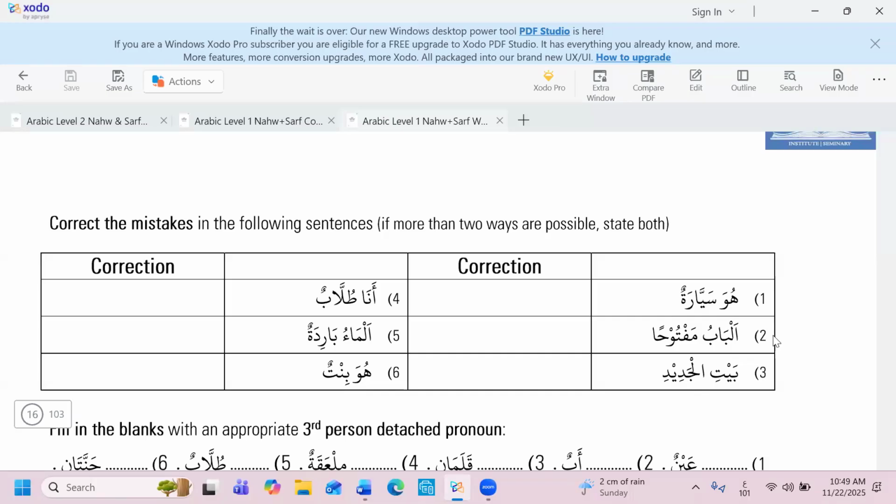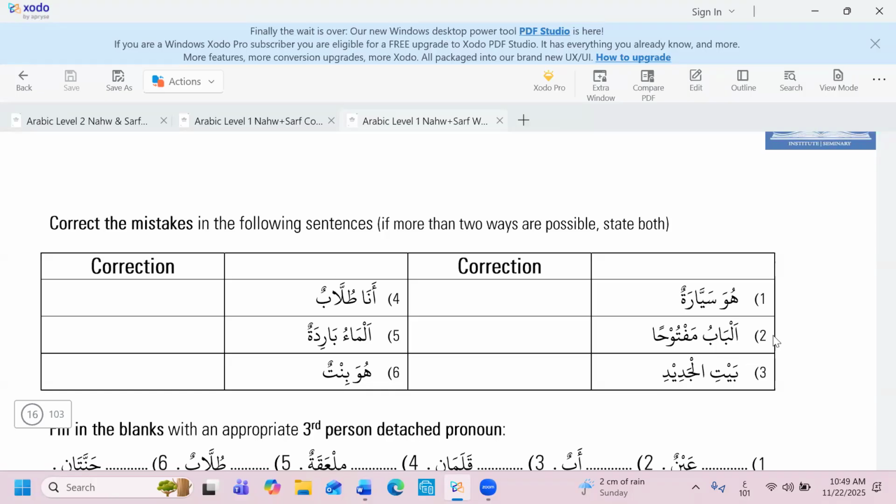Now, number 4, you could correct it in 2 ways. So what would you say? Ana tullab. Ana talibun. You could say, I am a student. Or you could say, actually, there's more than 2 ways. You could say, I am a student. Or you could keep tullab and you could say, we are students. You could say, nahnu tullabun. You could say, also, third option.